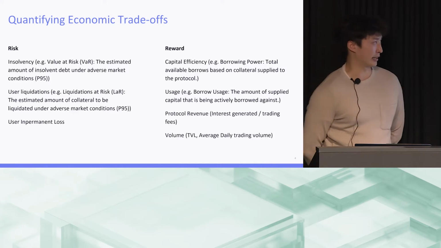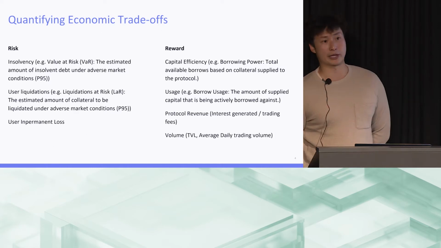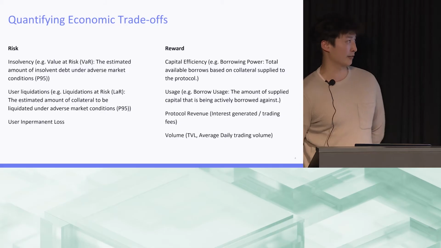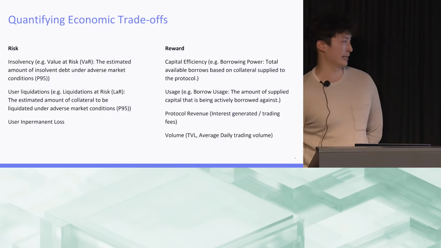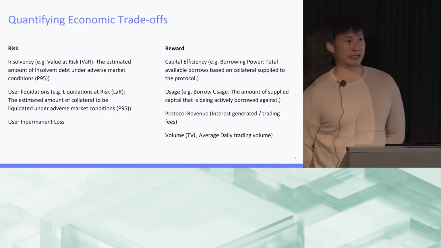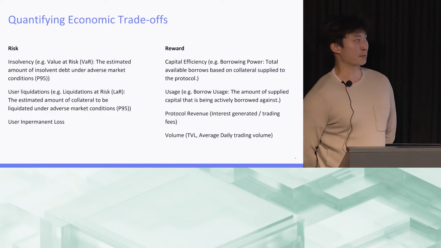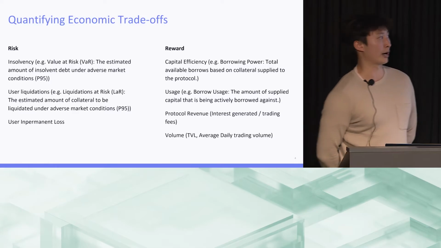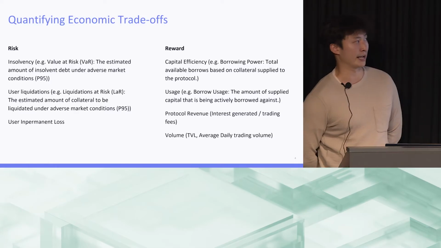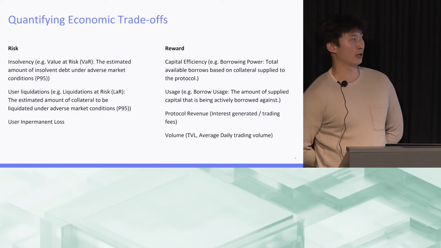In addition, I think that if you look at DEXs, a risk that they might want to be able to quantify is user impermanent loss. And so, again, without spending too much time on the exact technical definitions, the idea is understanding decay in user positions might be an important metric for a DEX to be able to quantify and optimize over.